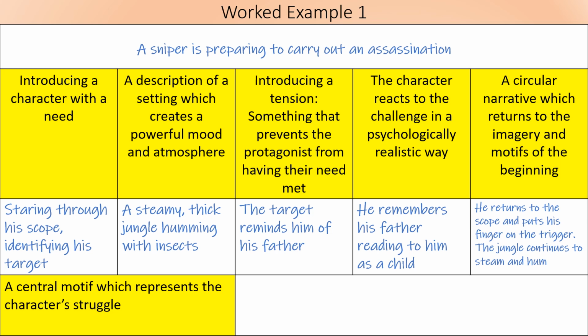He puts his finger on the trigger, and we don't know. Is he going to miss on purpose? Is he going to get up and walk away, or is he going to shoot the guy anyway? And let's leave that open. However, let's return now, using this circular narrative technique, to this jungle, which represents his conscience and his guilt and the difficulty of his mission. And let's leave it open in the air as to whether he carries out his hit or not.